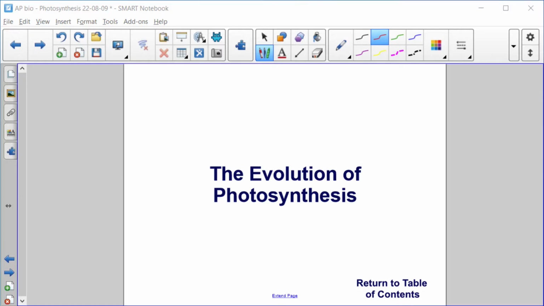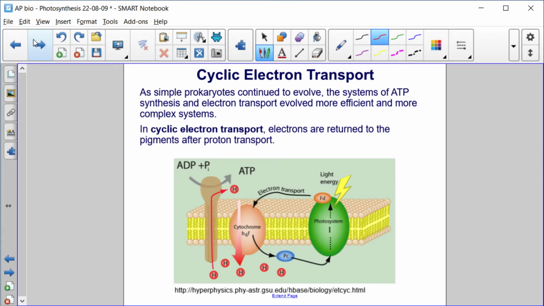All right, in this section, we're going to discuss the evolution of photosynthesis, starting with cyclic electron transport. As simple prokaryotes continued to evolve, the systems of ATP synthesis and electron transport evolved more efficient and more complex systems. In cyclic electron transport, electrons are returned to the pigments after proton transport.